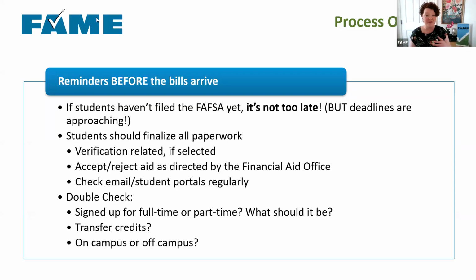If the students haven't filed their FAFSA yet, it is not too late, but those deadlines are approaching if they haven't come already. So make sure that students are filling out those FAFSA forms. Students should finalize all their paperwork. So finish up their verification paperwork if they were selected, accept or reject their financial aid by the financial aid office, and check their email on a regular basis.